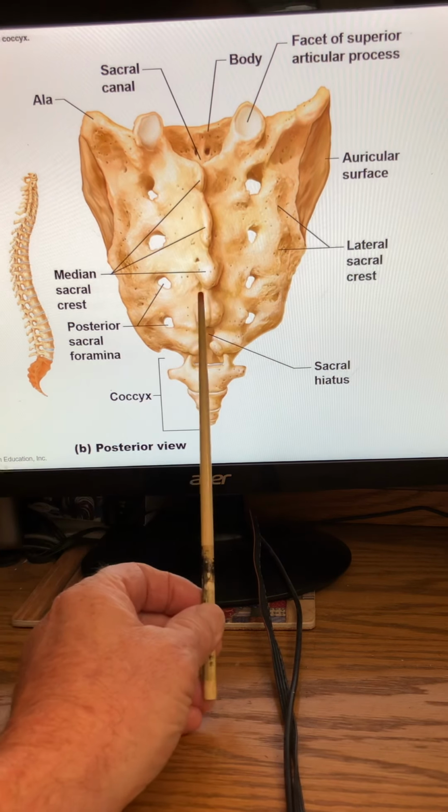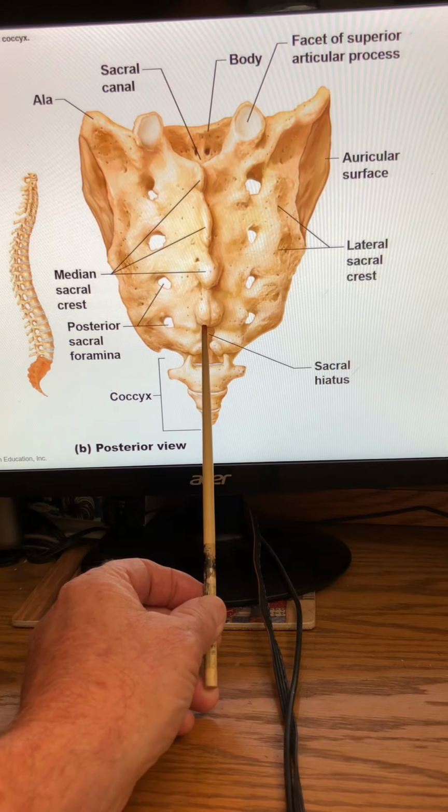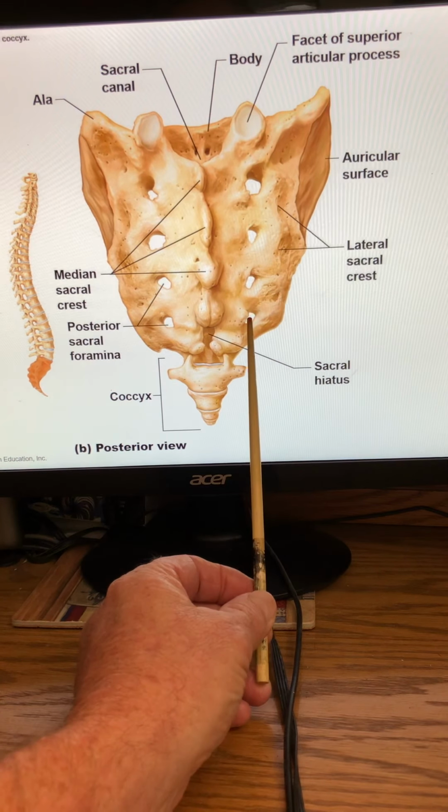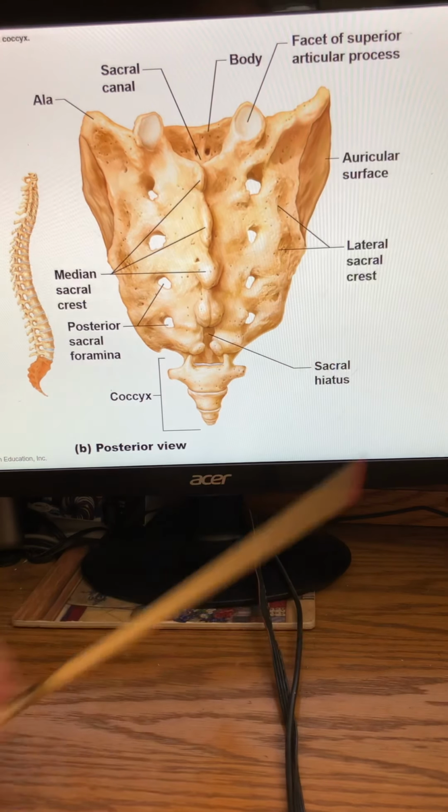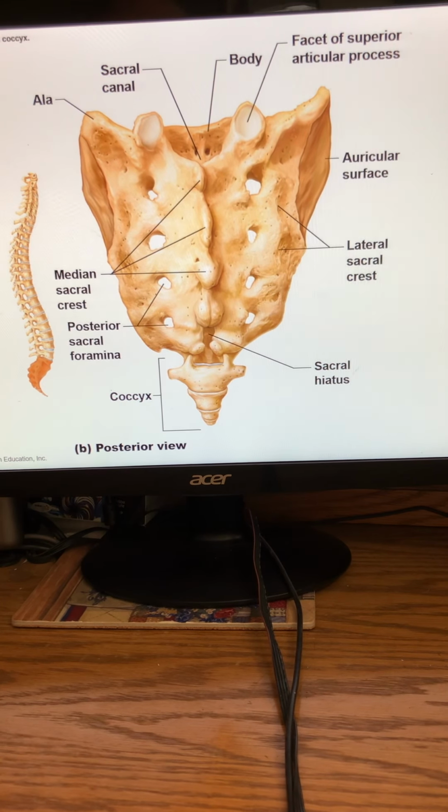Once again, midline fusion is called the median sacral crest. Then you have the posterior sacral foramen. Then you have the lateral sacral crest, and then lateral to that will be the ear. That's going to meet up with the iliac's ear, and the two auricular surfaces are going to meet together.